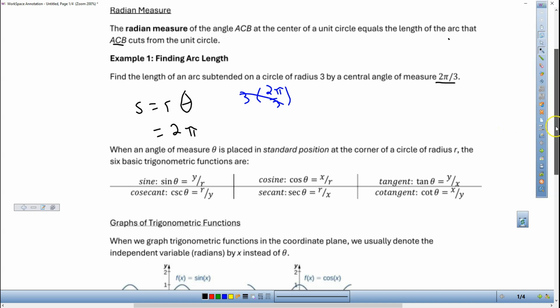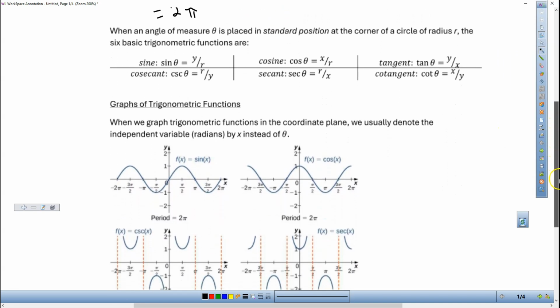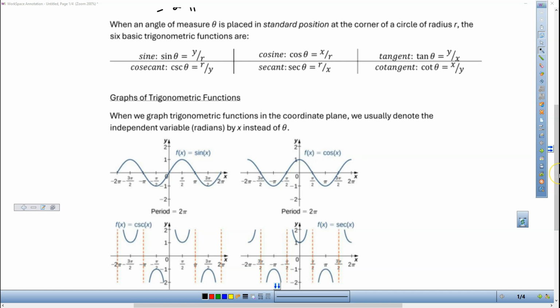And this is going to be a good lead-in for what we want to talk about today, which is our trigonometric functions. When we have an angle of measure theta placed in standard position at the center of a circle of radius r, we get the 6 basic trigonometric functions. So we have sine, cosine, tangent, cosecant, secant, and cotangent. You can see each of these has its own unique relationship between x and y here.